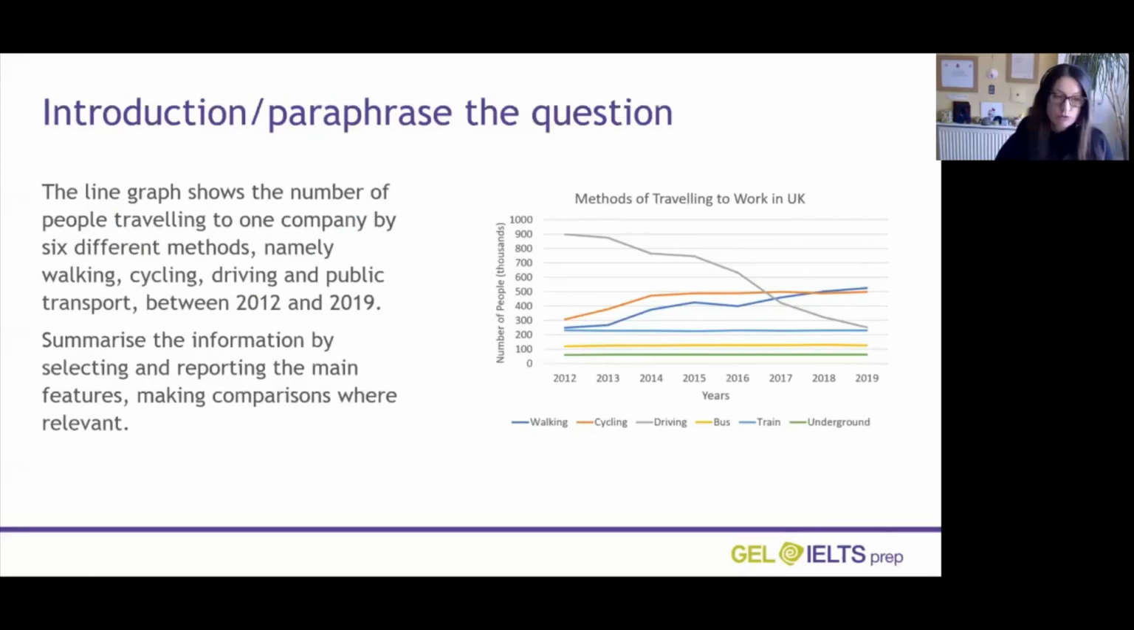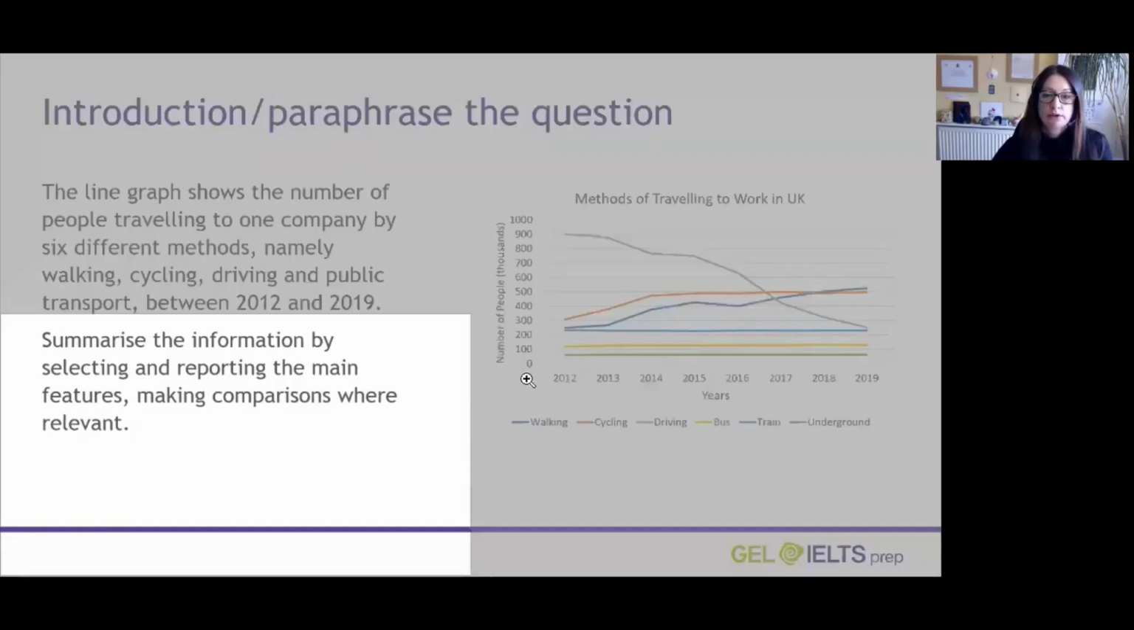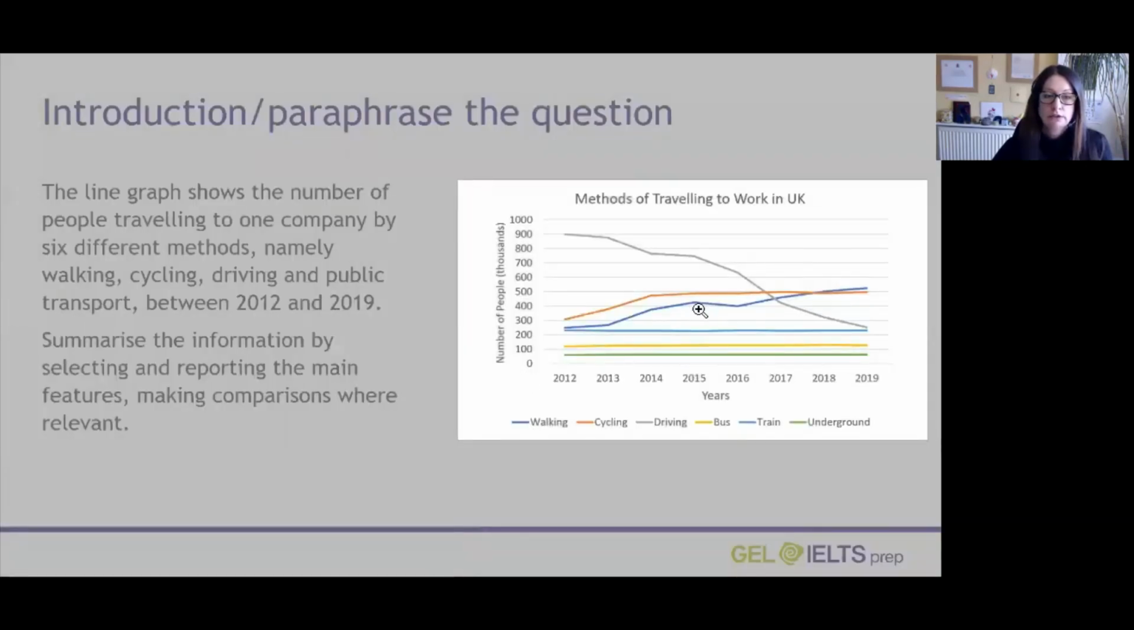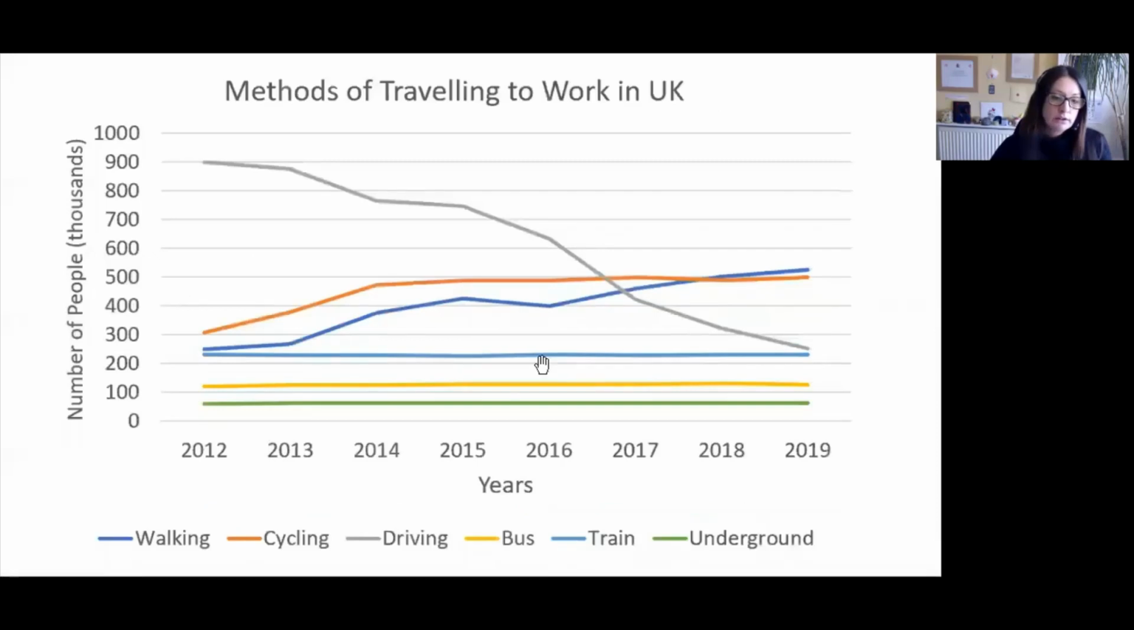So let us read here on the left-hand side. The line graph shows the number of people traveling to one company by 6 different methods, namely walking, cycling, driving and public transport between 2012 and 2019. This is what the graph shows, and we're going to just zoom in here to show that. So at the bottom we can see walking, cycling, driving, and then we have public transport, bus, train and underground.